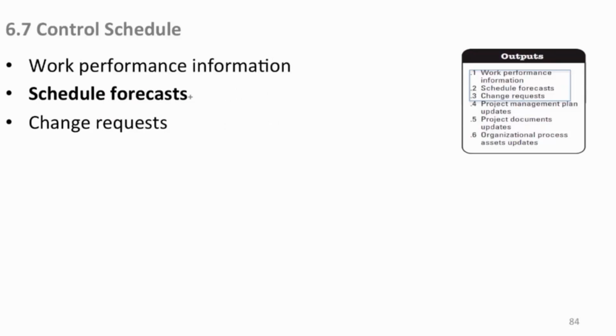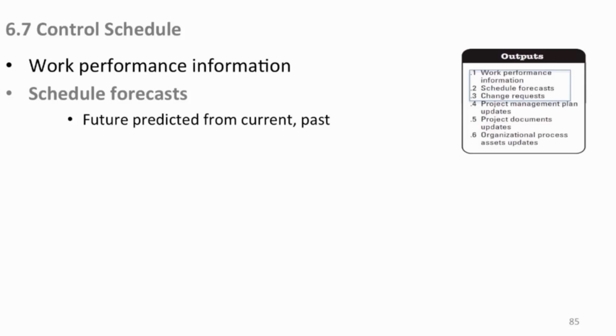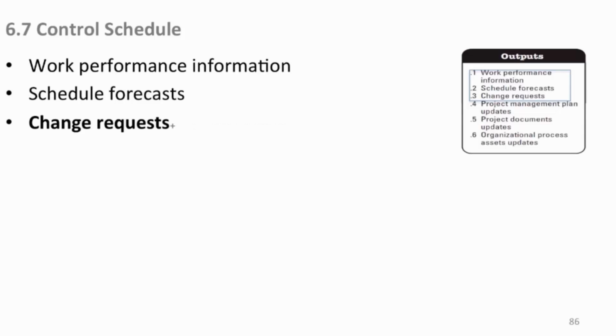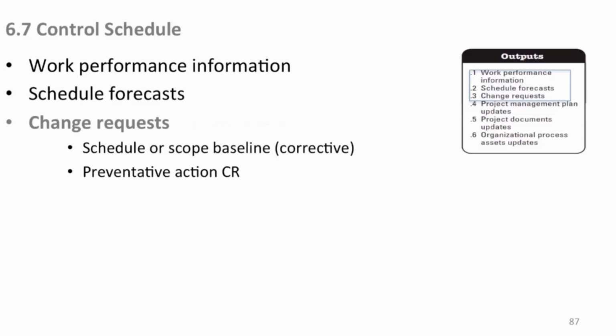So another output of controlling the schedule is your schedule forecasts. These predict future events based on past data, obviously a forecast, and that's primarily your schedule variance and your schedule performance index. How are you doing? Because of that, you may need to issue some change requests to adjust either your schedule baseline or your scope baseline, depending on what you need to do.